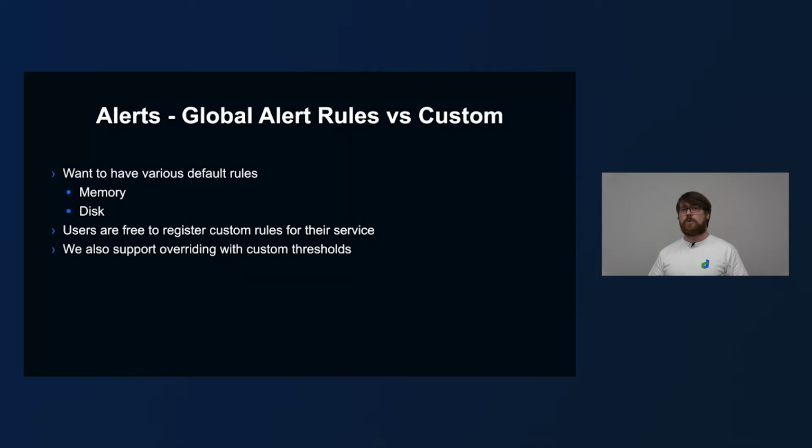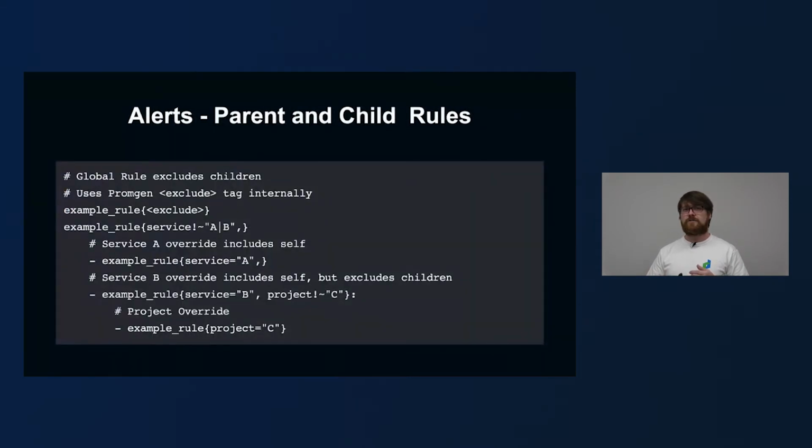So in that case, what we do is we provide support to override those custom thresholds, to override those custom rules. And so what this looks like is within Promgen, we have what we call an exclude tag. And this is used so that you can have a parent rule, but exclude the child rules. And so what this looks like is if I have an example rule with my exclude tag, it will expand into this tree that you see below.